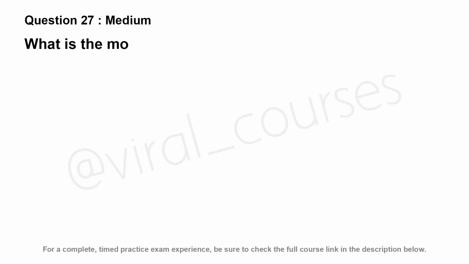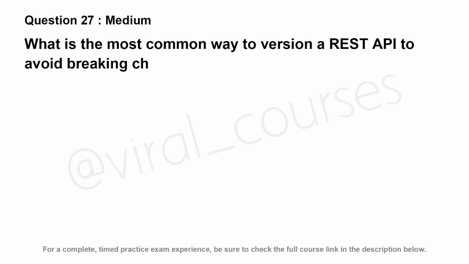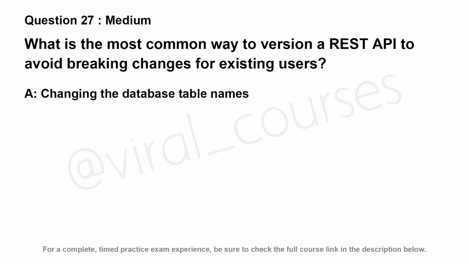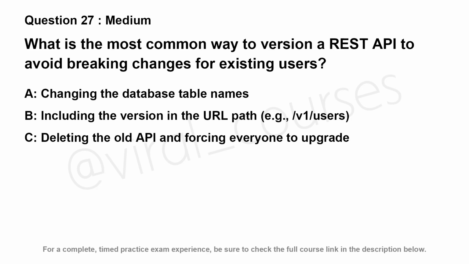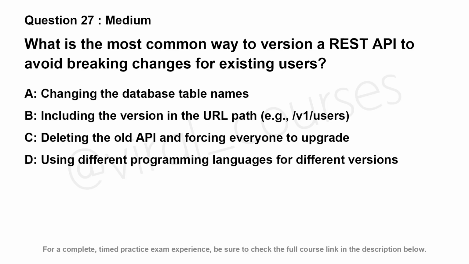What is the most common way to version a REST API to avoid breaking changes for existing users? Option A. Changing the database table names. Option B. Including the version in the URL path, e.g., /v1/users. Option C. Deleting the old API and forcing everyone to upgrade. Option D. Using different programming languages for different versions.